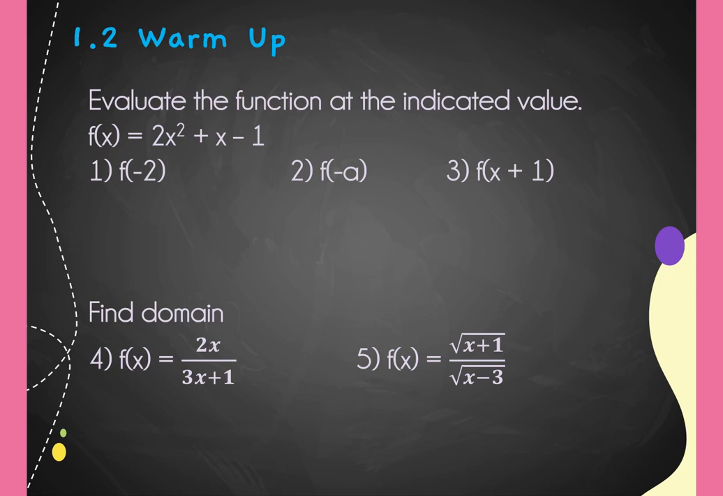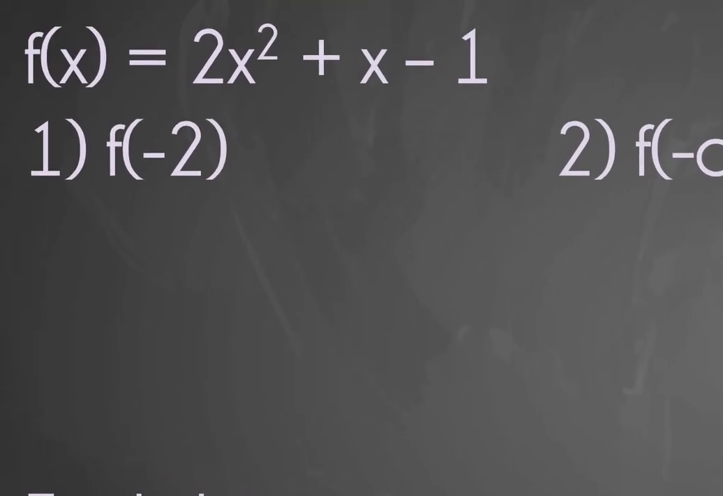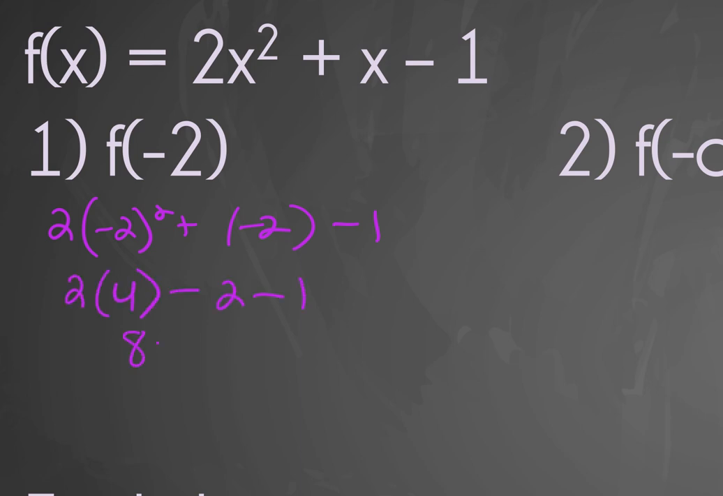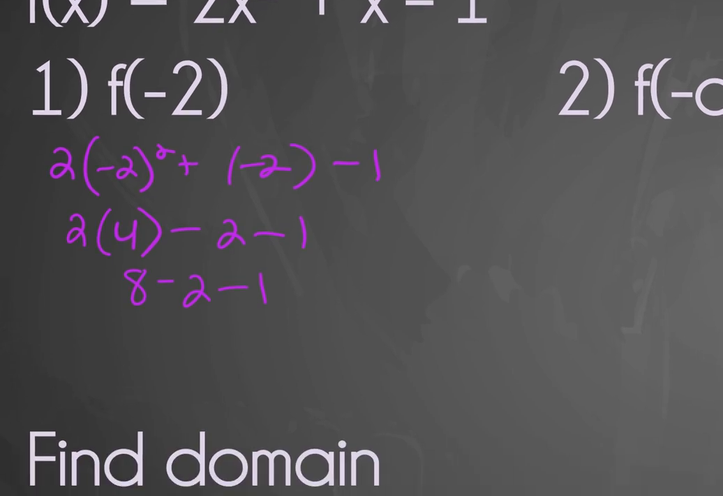All right, one of the things that we talked about in the first part of 1-2 was evaluating a function. So if you see something like f of -2, you're taking that -2, you're plugging it in place of all the x's in the original f of x. Remember that you're placing it in parentheses. So this would be like 2 times -2 squared plus -2 minus 1. So the -2 is going to get squared first. So this becomes 2 times 4 minus 2 minus 1, 8 minus 2 minus 1, or 5.